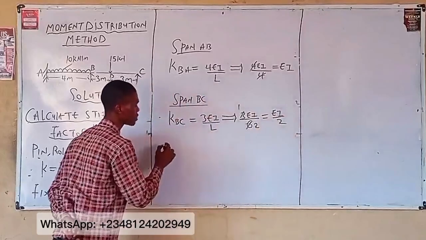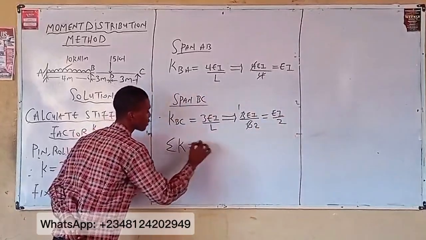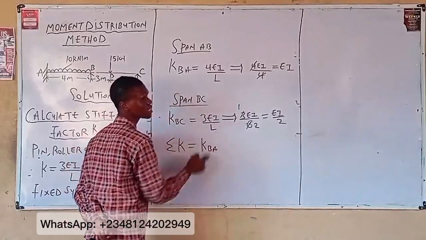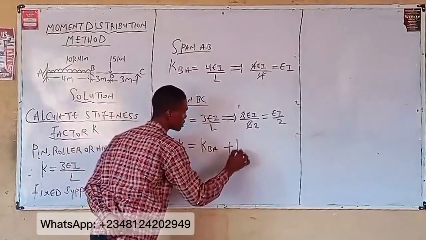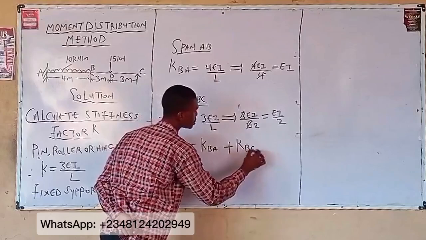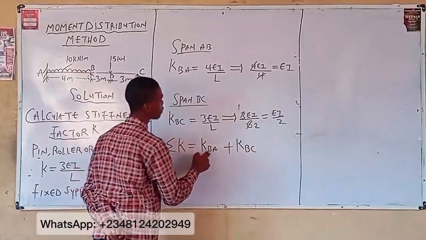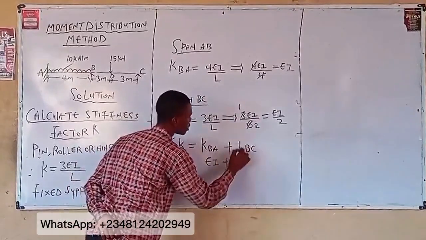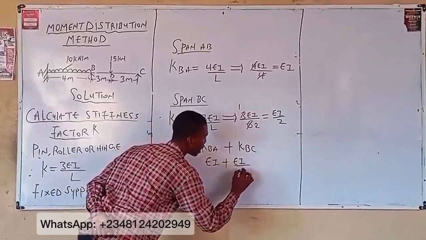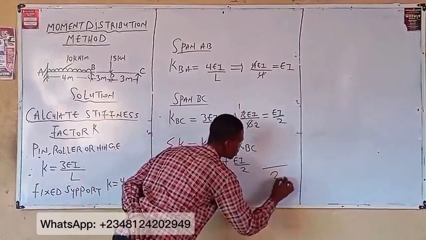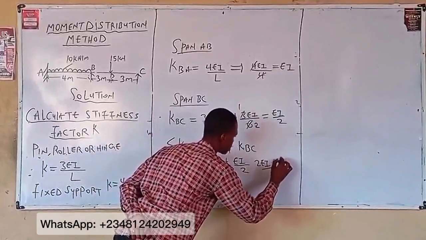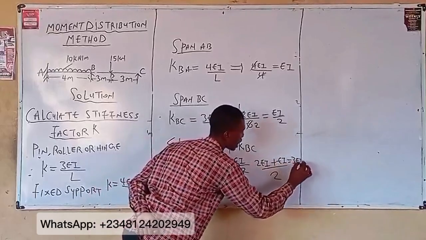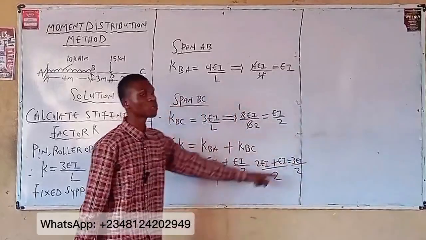Now let's get the summation of stiffness factor. By summation, meaning the stiffness factor of span AB plus the stiffness factor of span BC. Now substitute. What is the stiffness factor for BA? That's EI. What is the stiffness factor for span BC? EI over 2. Take LCM, meaning 2EI plus EI, which is equal to 3EI over 2. This is the summation of your stiffness factor.